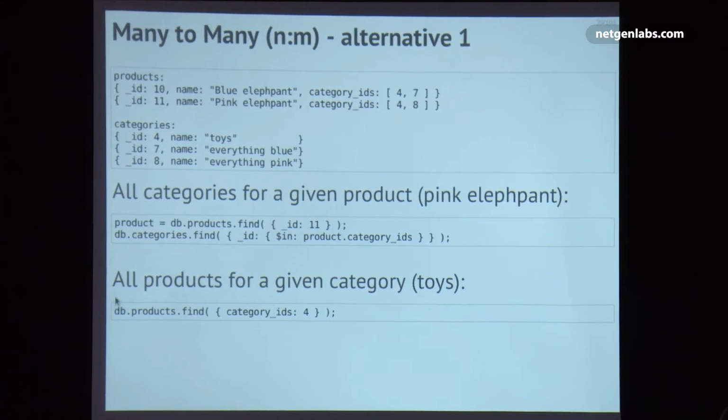Whereas the other way around, finding all products for a given category is still a simple operation, because I can do the query against products and figure out which categories are linked to the products, and then show them in one go. So what is an observation here? Some of you might notice this.